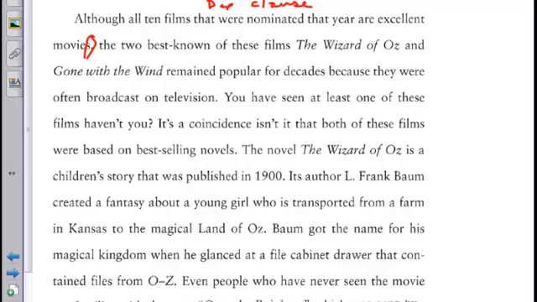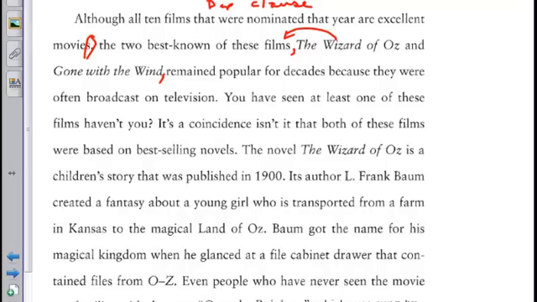popular for decades. This section here, The Wizard of Oz and Gone with the Wind, it redescribes the 2 best known films of these films. Since 2 best known of these films was already specific, I'm going to set off this redescription with commas.